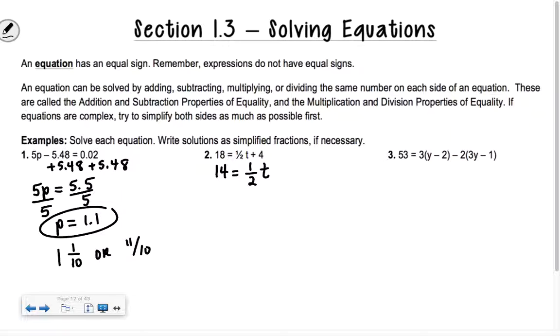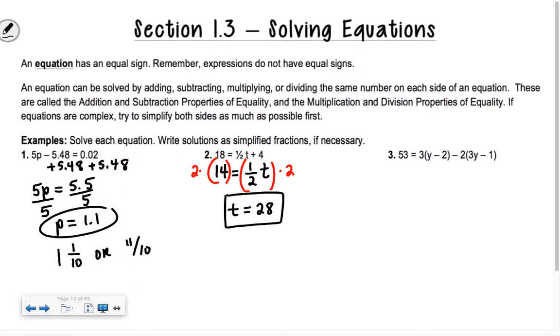All right, so what I'm saying is half of some number gives me 14. That number is not 7. Do you see? Half of 7 is not 14. So what we have to do to get rid of the 1/2 is multiply by 2 on both sides. It gets rid of the 1/2. Dividing by 1/2 is the same as multiplying by 2. So we end up getting t equals 28.